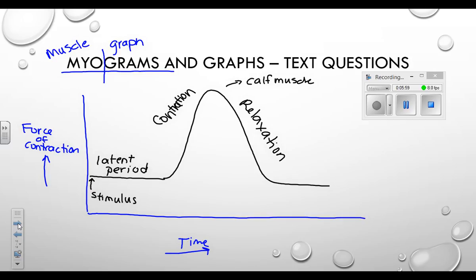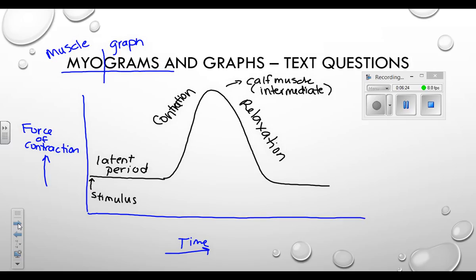Now your calf muscle is a good example of a muscle that is intermediate in terms of its composition of fibers. So not all fast twitch, not all slow twitch, but those intermediate twitch ones that are sort of in between. But there are some muscles whose graph would look a little bit different.